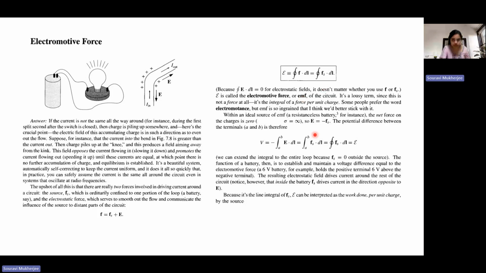Now, for an ideal source, where you have, suppose, a resistance-less battery, the net force should go to 0. So in a way, E should be equal to minus Fs. And if you put that in here, this is what you get. This is the definition of the potential difference. If you have two terminals, A and B, the potential difference between the two is given by this relation here, right? It's the work done as the charge moves from one point of the circuit to another, per unit charge. So that is your EMF.